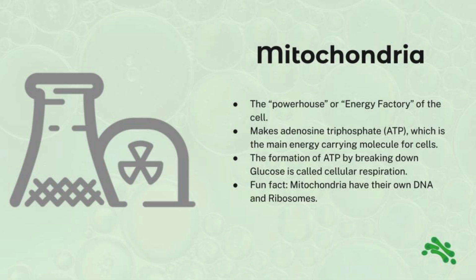Next is mitochondria. These are the powerhouse or the energy factory of the cell. They make ATP by breaking down glucose. We've talked about cellular respiration before. Here's where it's done. Fun fact, mitochondria have their own DNA and ribosomes because they used to be an actual organism.